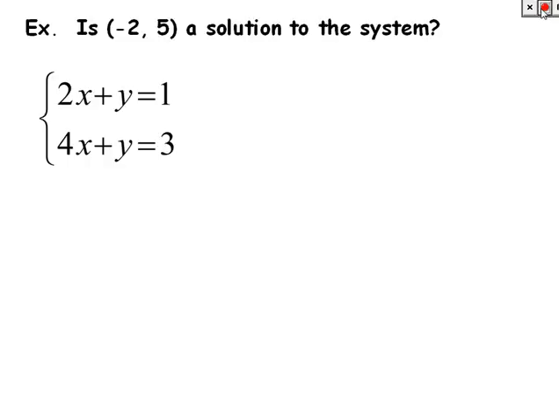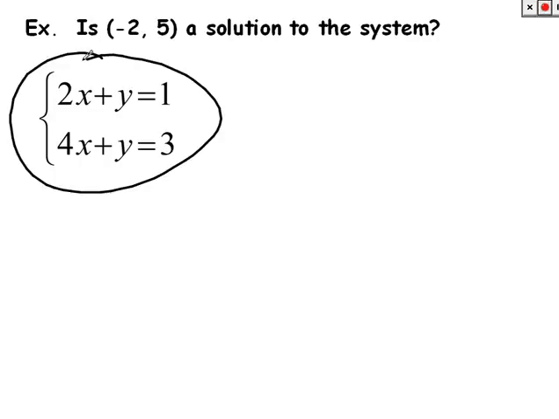So just a follow-up question here. Is the point -2,5 a solution to this system? So just a check for understanding. I want to know if the point -2,5 is a solution to this system. Pause the video and decide whether you think that point is a solution or not.